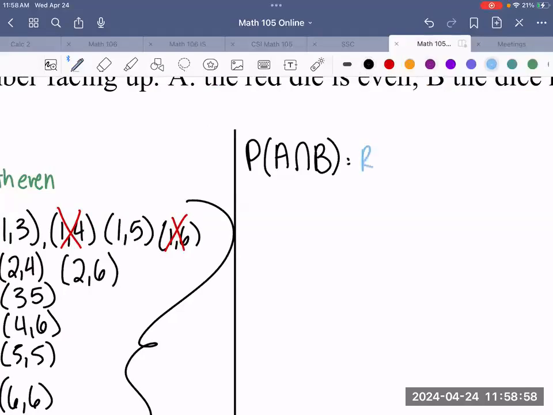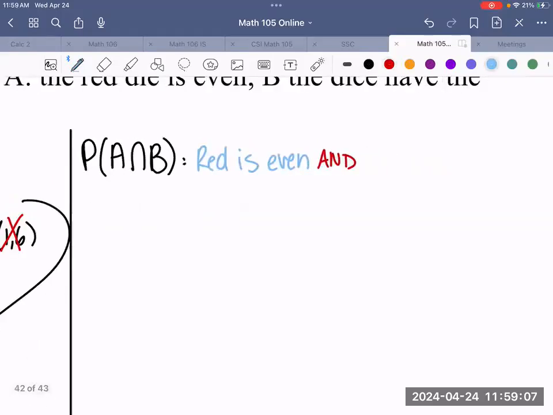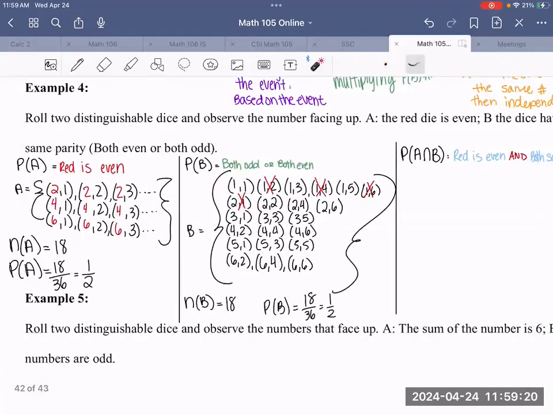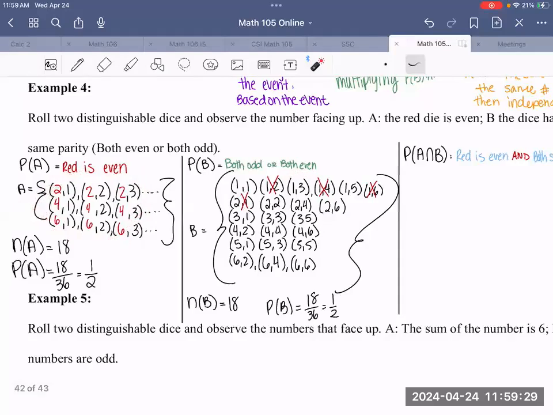Let's see, we said red is even, and both the same parity. So what does that look like? Well, red is even, so we're looking at these ones over here. Red is even. Now we need to make sure that we're doing both even or both odd, right?